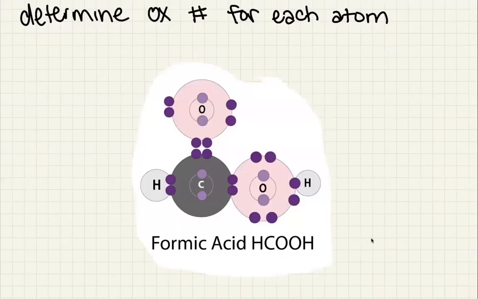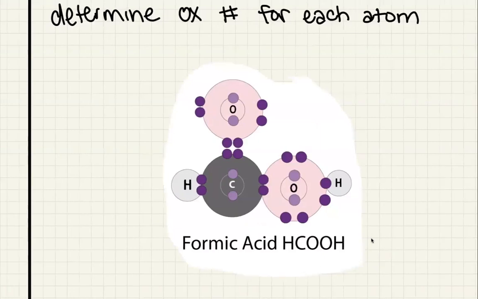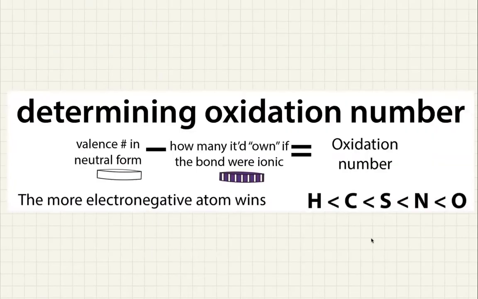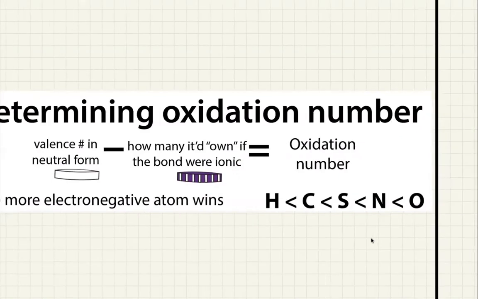With this analogy, we can think about each of these oxidation number determinations as a sort of hand in poker. If these were to break up, who would win the hand? Remember that to determine the actual oxidation number, you figure out the valence number in the neutral form and subtract how many electrons it would own if the bond were ionic. If they were to split up, who would the electrons get to stay with? Remember that the more electronegative atom is going to win. The more electronegative one is going to own the electrons if they were to split, and this gives you your oxidation number.